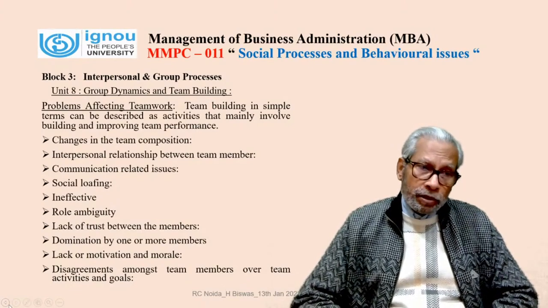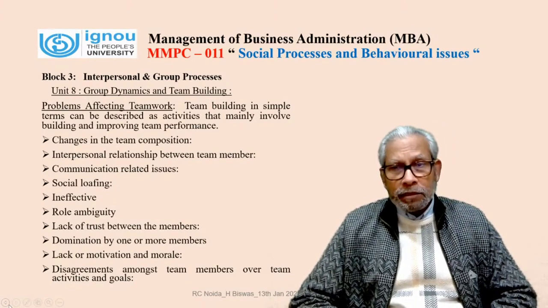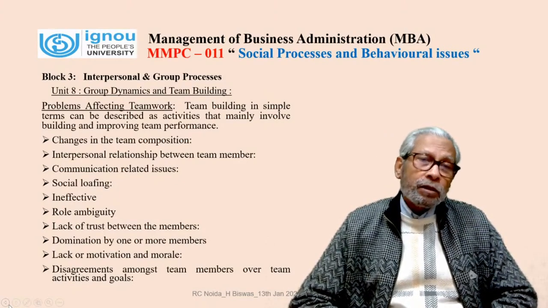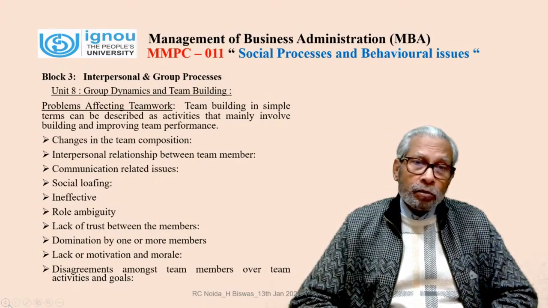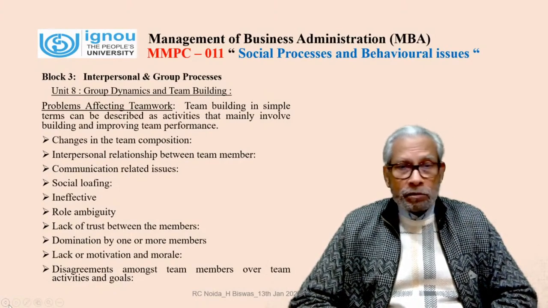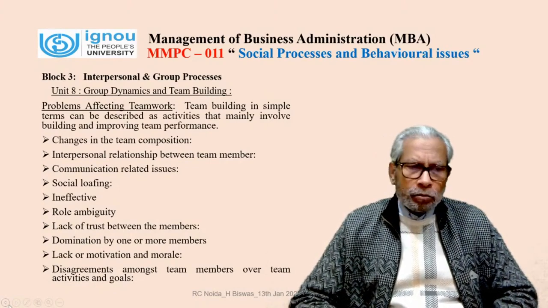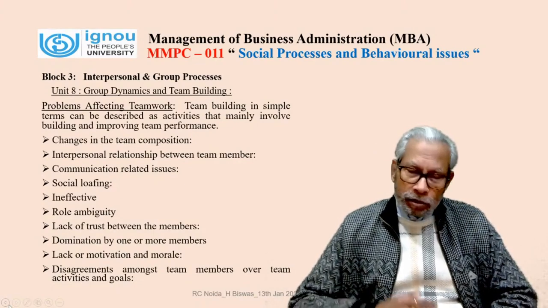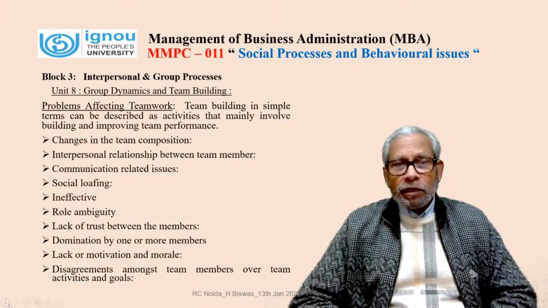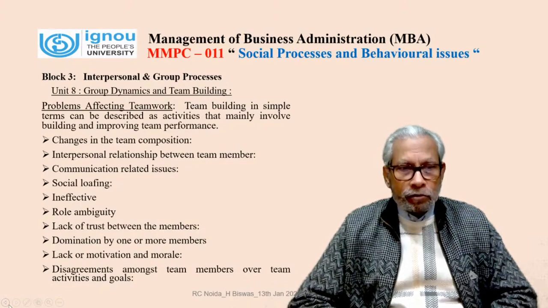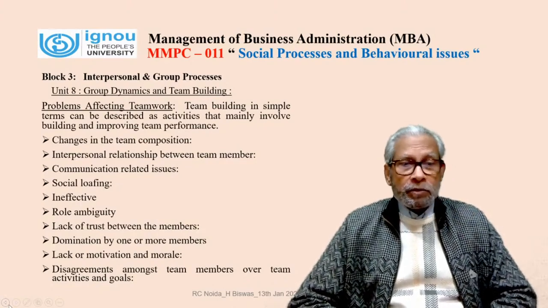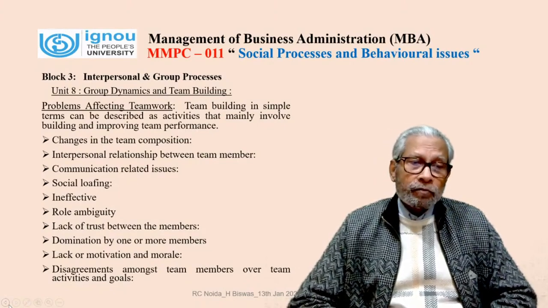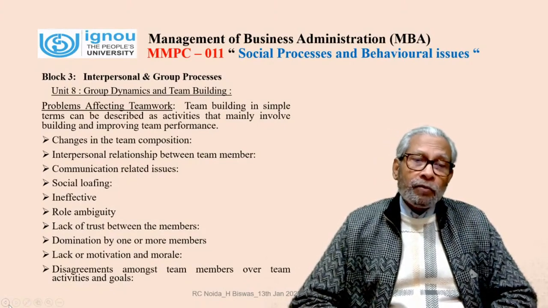Role ambiguity. Suppose the roles have not been properly distributed or assigned accordingly, and the responsibility is also not clear. If ambiguity is there, then it in turn affects the group and the teamwork also. Then lack of trust between the members, they are not trusting each other. It's also dominating by one or more members.